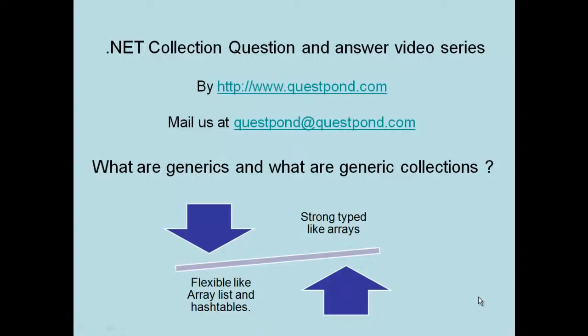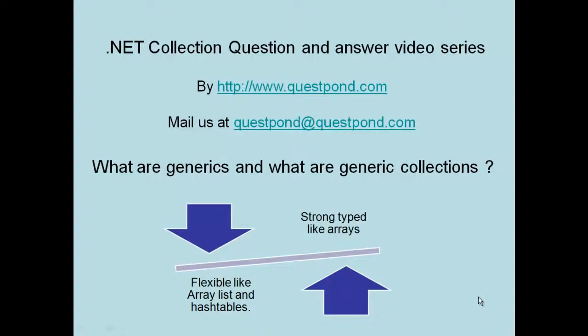But then the weak point is that it is a fixed length. Now if you look at array lists and hash tables, they are resizable, but then the negative point is that they take only objects in the collection, so because of that there is a lot of boxing unboxing. So as a developer, what you would like is, we would like to take the advantage of both of these type of collections. In other words, we want our collection to be strong typed, and on the other hand we also want it to be flexible, resizable.